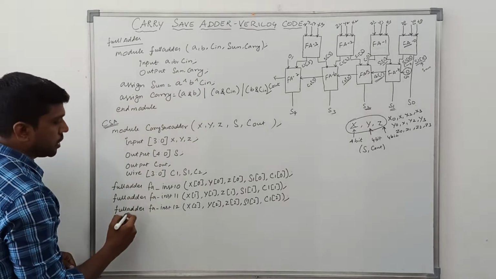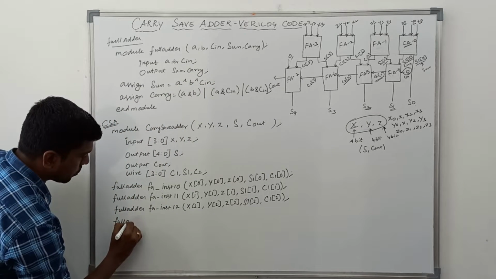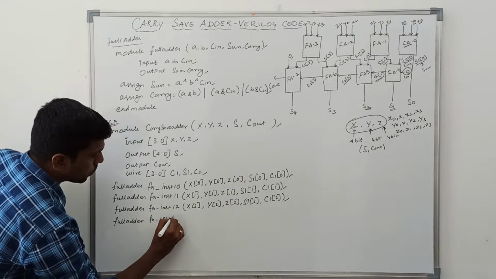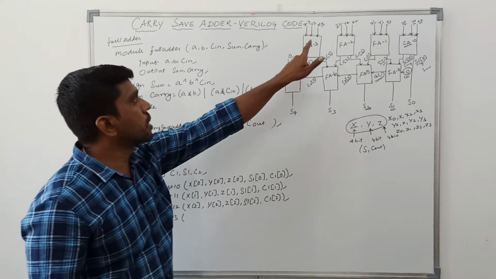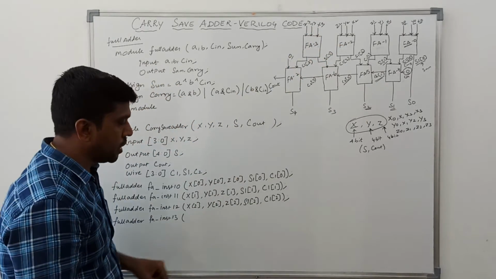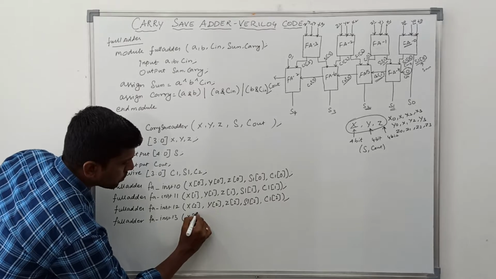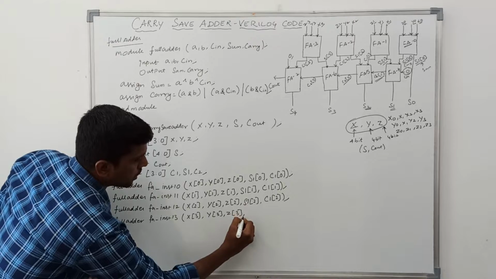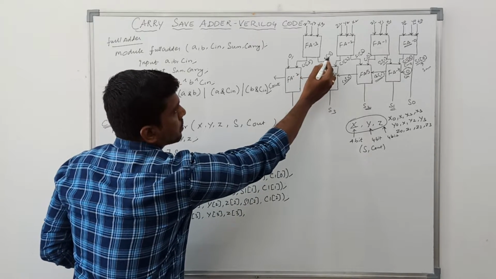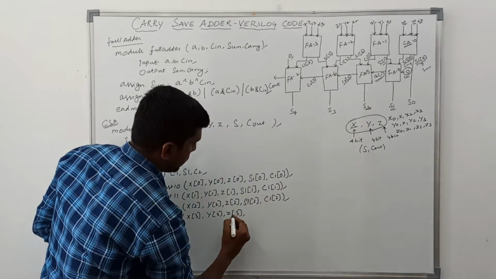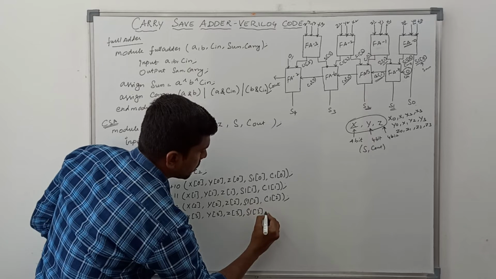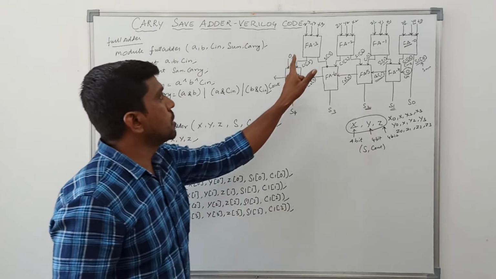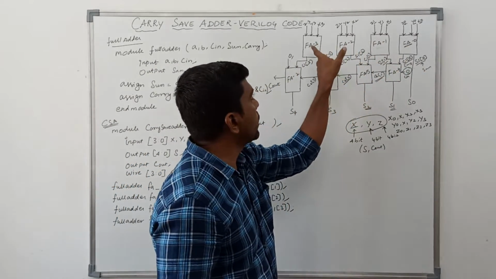Then come to full adder 3, FA3. So full adder FA underscore 1 3. Here input signal is X3, Y3, Z3. So X of 3 comma Y of 3 comma Z of 3. Output is sum 1 3 and carry 1 3. So S1 of 3 comma C1 of 3. So the first set of full adders is over, FA0 to FA3 is over.